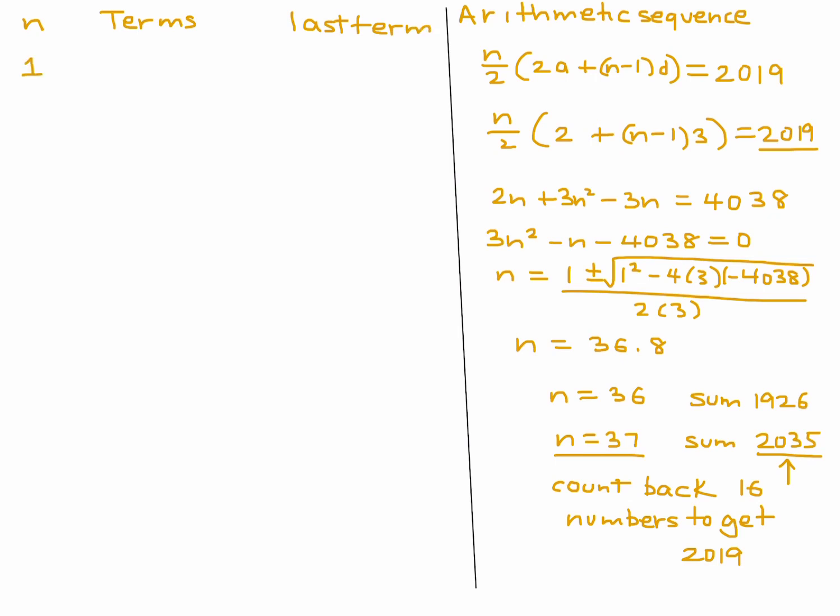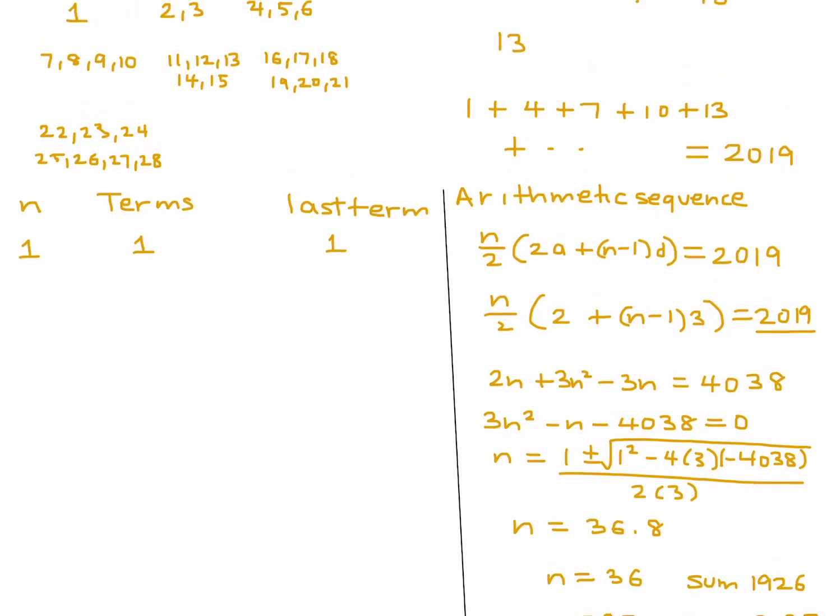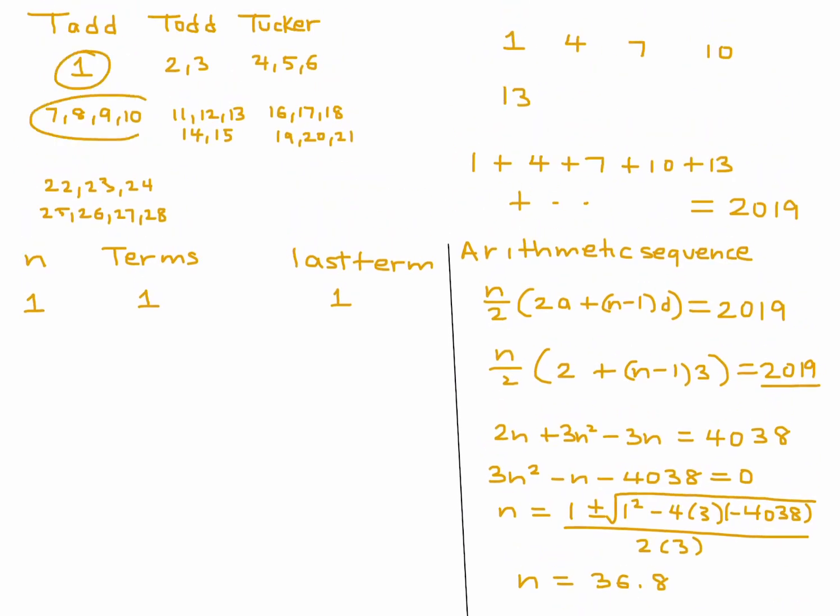So for example, when you just start off, you only have 1, and the last term is 1. When he starts counting, you remember, Todd is 1, and then the next step is 7, 8, 9, 10. So n sort of represents the steps. In his second step, he's got 4 terms, and the last term is 10. In the third step, he's got 7 terms, and his last term is 28. So it would be very helpful if I can get some sort of formula to figure out that last term. And you can very easily.